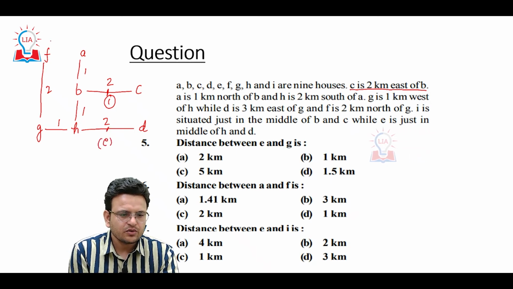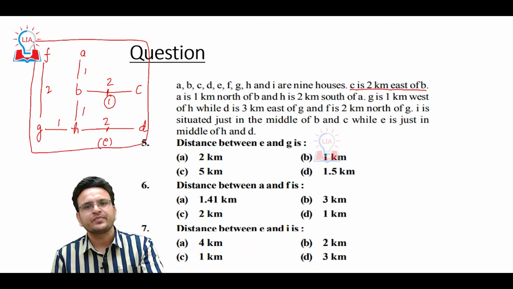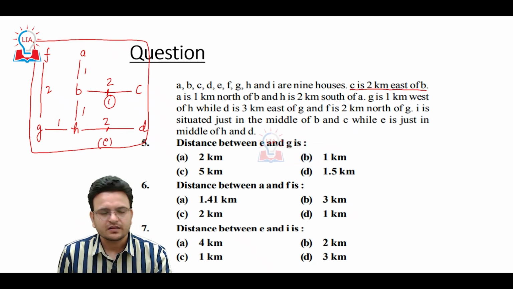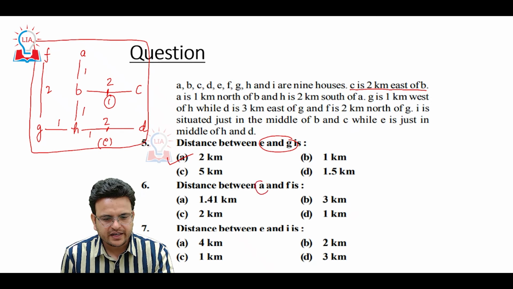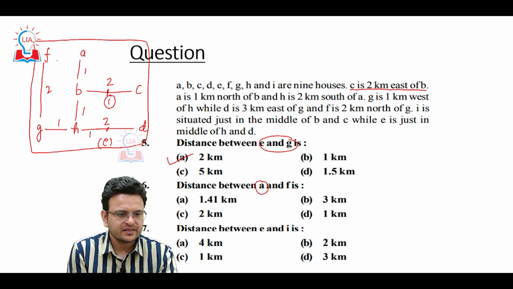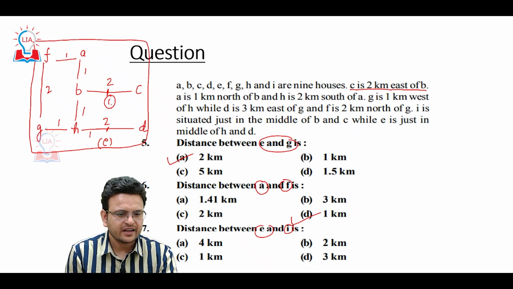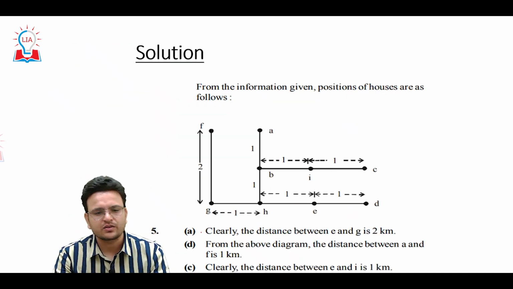So if you are able to draw this diagram very carefully, all the questions can be solved easily. So again I am giving more emphasis to drawing the diagram. Distance between E and G, it is 2 kilometer. Distance between A and F, it is again 1 kilometer. Distance between E and I, again 1 kilometer. So if you are able to draw the diagram, then you can solve the questions very easily.